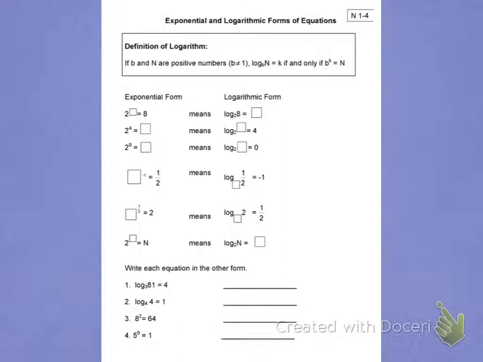Now, definition of logarithm. B and n have to be positive numbers. B is your base. And n is what I call the answer. K is your exponent. Now I look at that basically in exponential form. And so looking right here at this equation, that's exponential form.